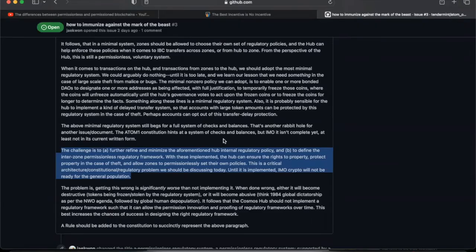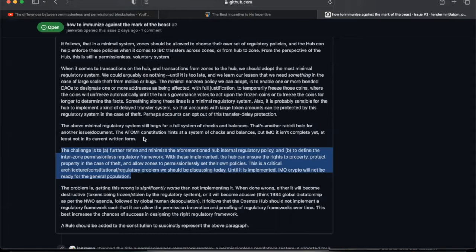Another piece to this permissioned versus permissionless and regulatory framework puzzle that I thought was relevant and interesting was Jae Kwon's recent post on this GitHub. And obviously this is concerning the Cosmos Hub. However, I also believe it's relevant because it's dealing with permission and permissionless. It says the challenge is to A, further refine and minimalize the aforementioned hub internal regulatory policy, and B, to define interzone permissionless regulatory framework.